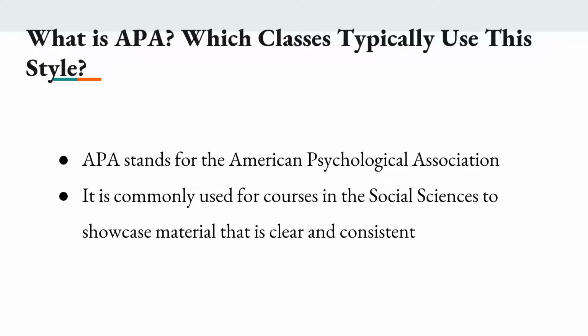What is APA and which classes typically use this style? APA stands for the American Psychological Association. It is commonly used for courses in the social sciences to showcase material that is clear and consistent.